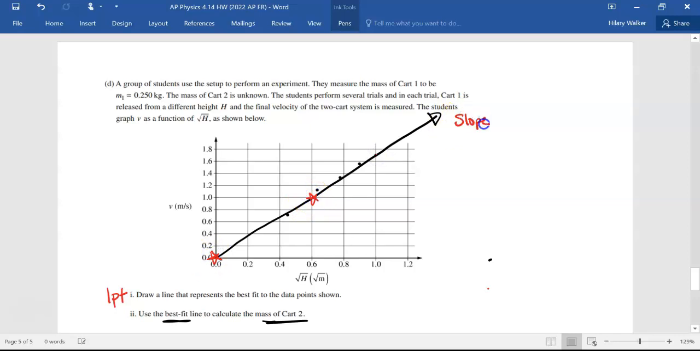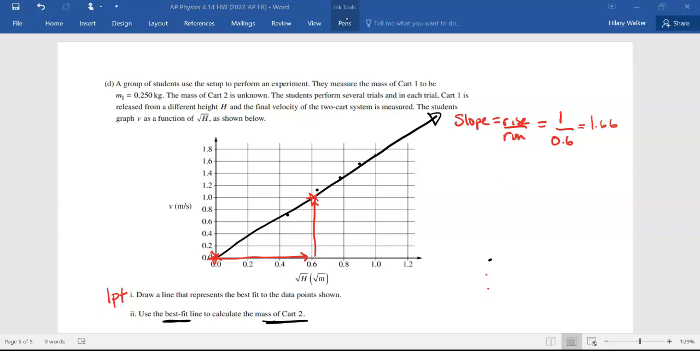So slope again is rise over run. My rise, so I rise up by 1, and my run is going to be over by 0.6. So 1 over 0.6. That is going to be about, what is that going to be? 1.66 when I put that in my calculator.